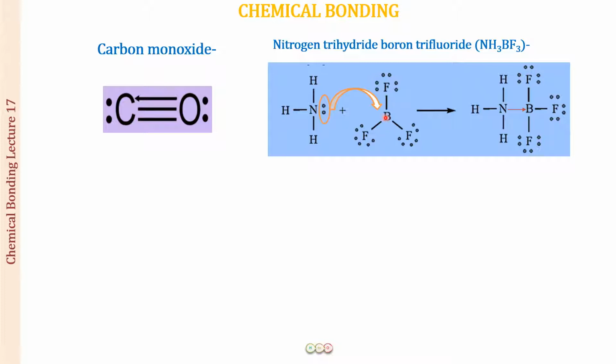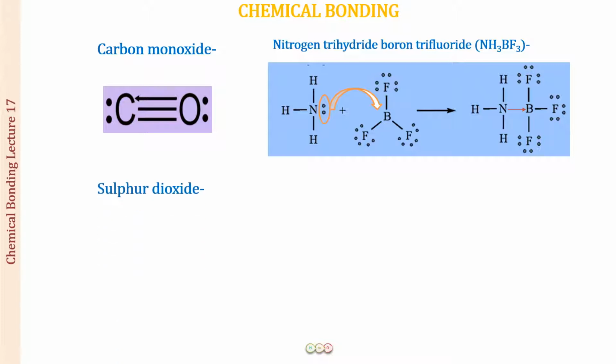Now, if the octet of boron is not complete and nitrogen has extra electrons which it can share with this boron, there is going to be the formation of a coordinate bond between nitrogen and boron. Nitrogen keeps its lone pair of electrons in the center and shares it with the boron atom, right? And this is how we see the formation of this nitrogen trihydride boron trifluoride.